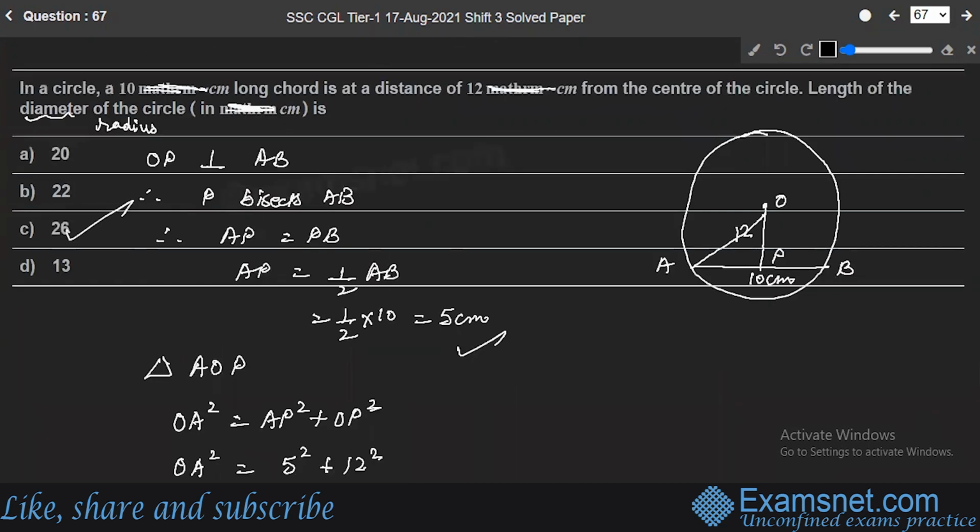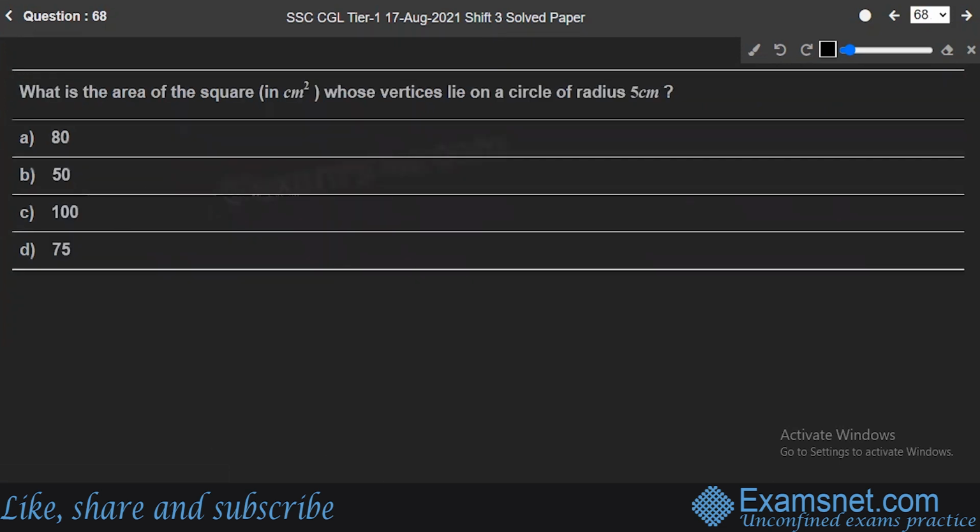Option C is the correct answer to the question. Hope you are clear. Now let's move to the next question, number 68. What is the area of the square in centimeter square whose vertices lie on the circle of radius 5 centimeter?